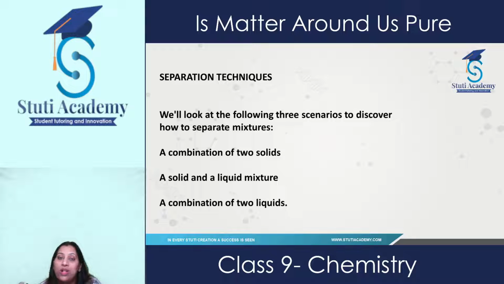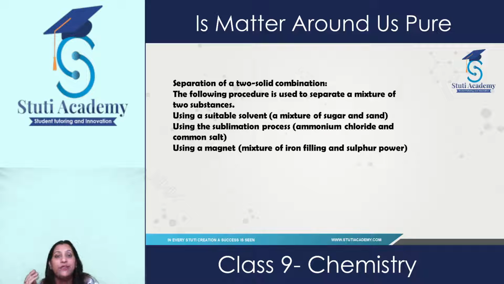So let's discuss all these techniques one by one in detail. First of all, I'm talking about components which are present in a mixture if they are solids. If two solid components are present in a mixture, we'll use different techniques for them. For example, if we take a mixture of sugar and sand, or pebbles and sand, for that we need to use different techniques, and if we want to separate iron filings from sulfur or ammonium chloride from common salt, so we are using different techniques in these types of examples in which two solids are involved.